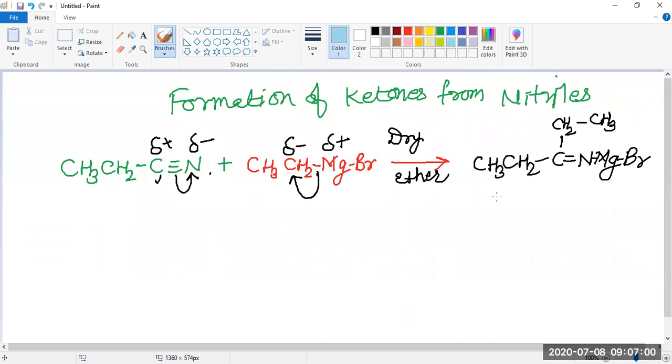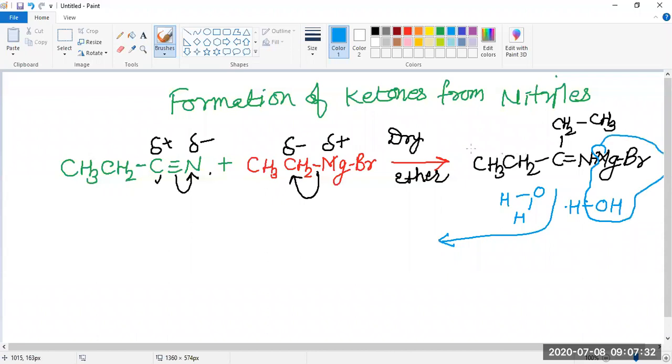Now we do hydrolysis. Hydrolysis means reaction of this compound with water. So upon hydrolysis, we have to take two water molecules. Then what happens? This magnesium bromide reacts with water, and the compound reacts with oxygen and forms ketone.